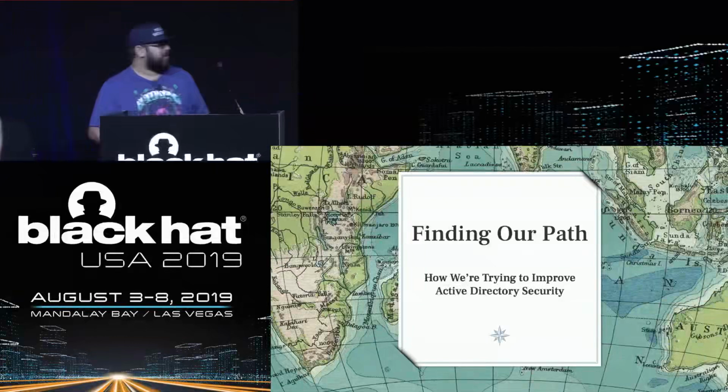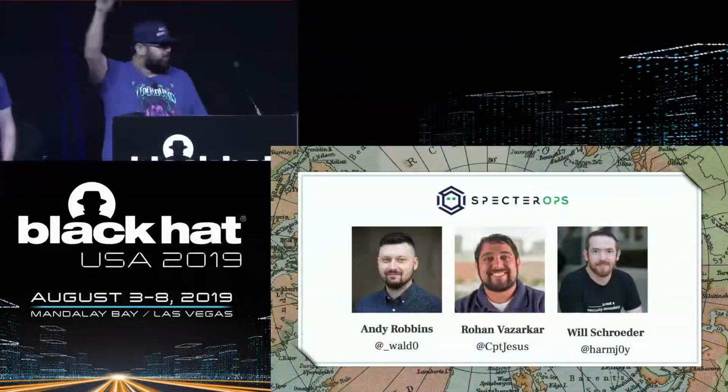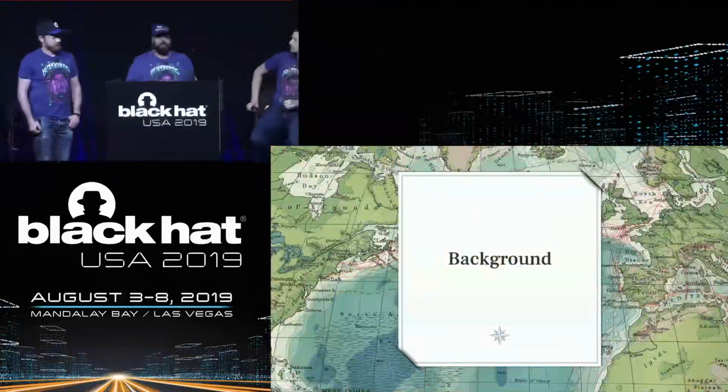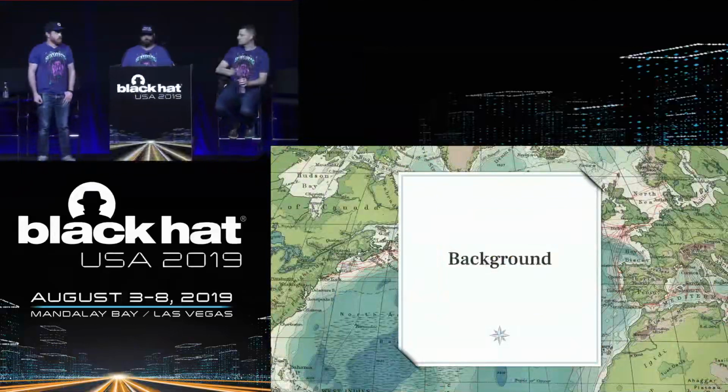All right, so our talk is called Finding Our Path, how we're trying to improve Active Directory security. This is us. I'm Rohan. I'm Will. I'm Andy. All right, introduction's done. First of all, we're going to talk about a little bit of background here. We released the Bloodhound project about 3 years ago now, and we had some very significant problems to solve when we did so.